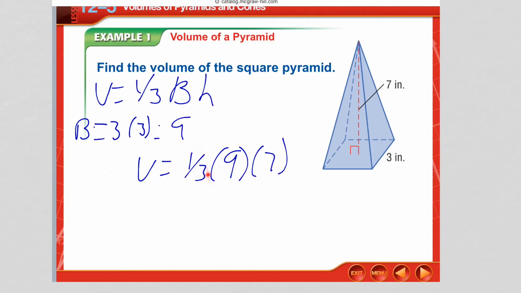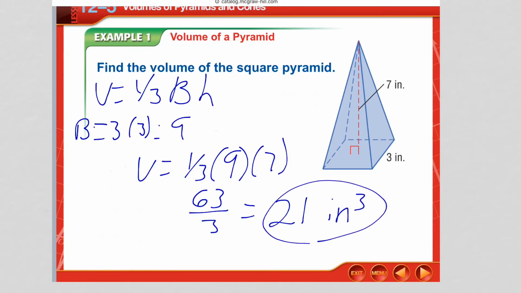Because when you multiply by 1/3, that's the same as dividing by 3. So we're going to take the 9 times 7, which gives us 63, and then we're just going to take that and divide it by 3, and that's going to give us our most exact answer. So when we divide that by 3, we get 21, and when we do units with volume, it's inches cubed. So again, when you work these out, multiply the whole numbers you have, and then I want you to divide by that 3, because multiplying by 1/3 is the same as dividing by 3. It's going to give you a more exact answer.